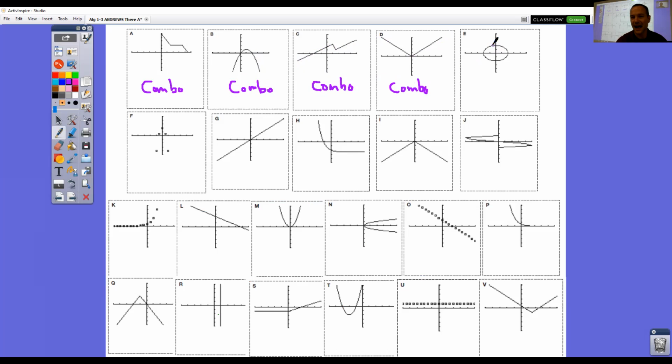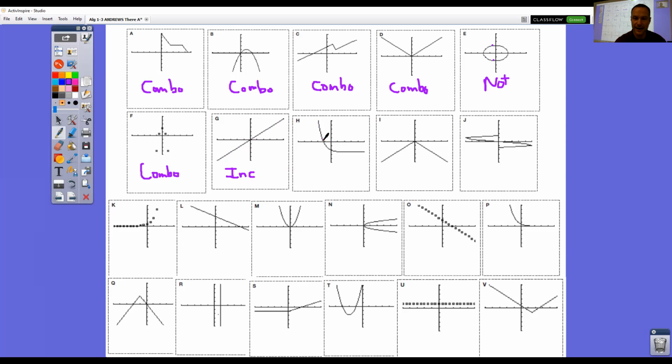Letter E is not a function. All right, we have 2 dots right above each other. So that is not a function. Letter F goes up and then down. So this would be a combination. Letter G, as we go from left to right, all that it does is go up, up, up, up, up. So this is increasing. It only goes up as we go from left to right.